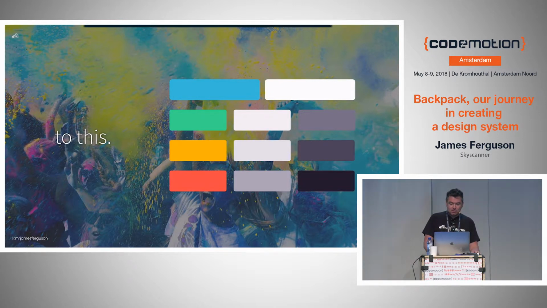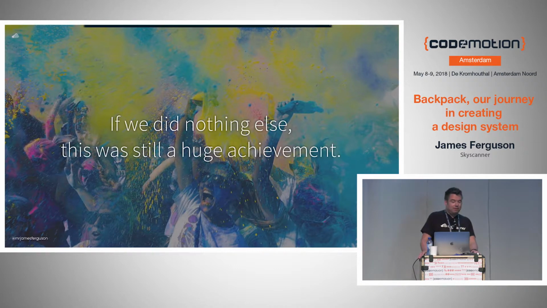So at this point, it's probably worth calling out that if we did nothing else, it was still a huge achievement. This was a side project. It was something we were doing in our own time. We had managed to get the design team from that massive color palette down to something that made a bit more sense. It was really good. But we had no way of sharing this with the engineering teams, other than saying, here's some new hex codes, copy paste from here as opposed to wherever you were copy pasting them from before.